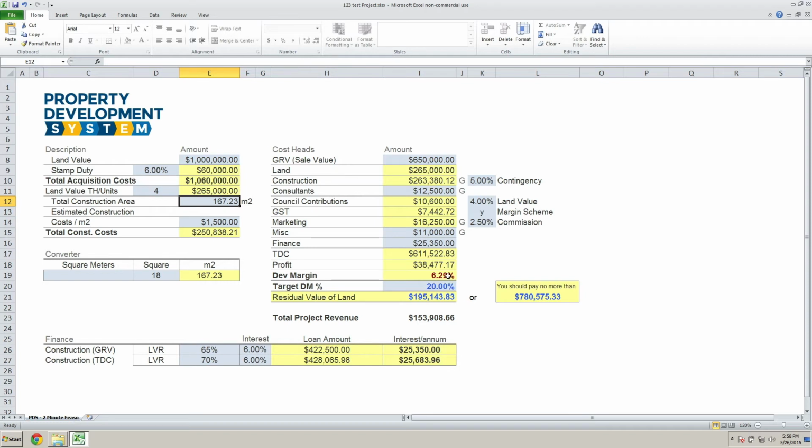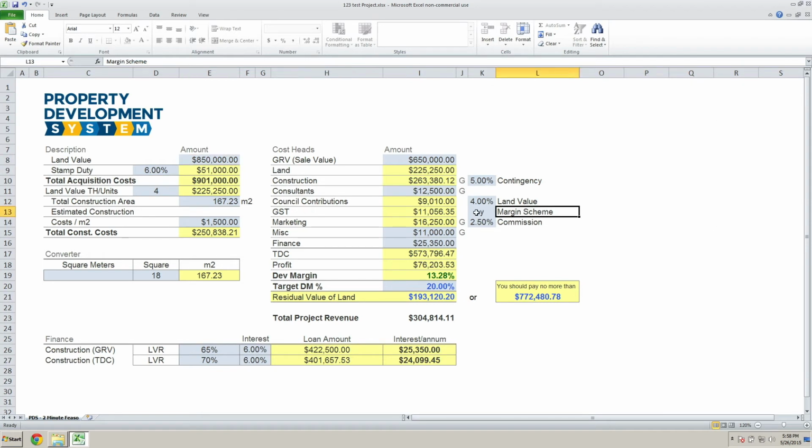So make sure that you can play around with these numbers, you can tweak them, and you understand what the financial outcome for you is going to be. Okay, now let me explain how GST is calculated.